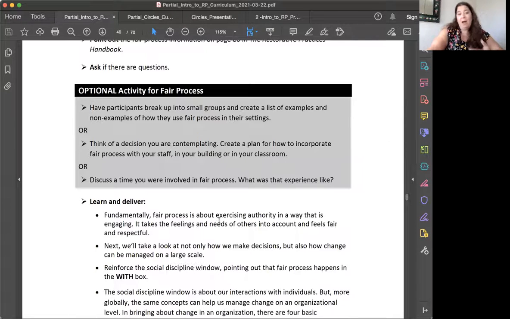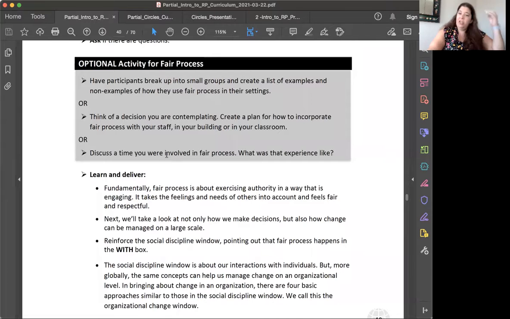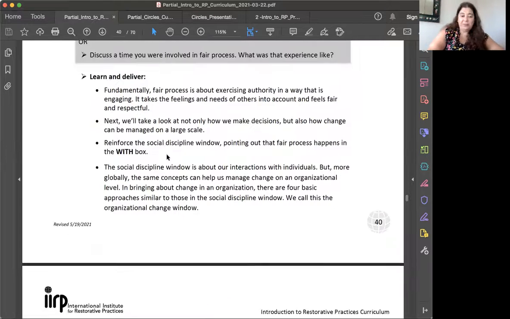So there are several optional activities for fair process. There's 3 different activities here that you could do in some small groups, and you can certainly create your own as well. But I try to do, depending on time, maybe a quick reflection as far as what part of fair process comes really naturally and easy, and what's a little bit more difficult, or also thinking of a decision that you're contemplating, and then how could you use fair process to make that decision.